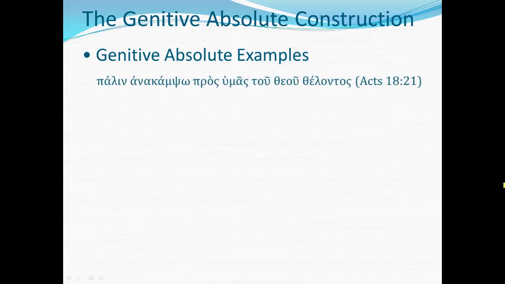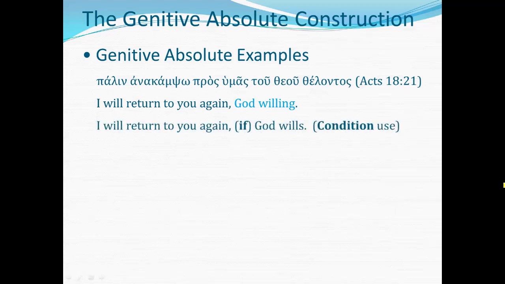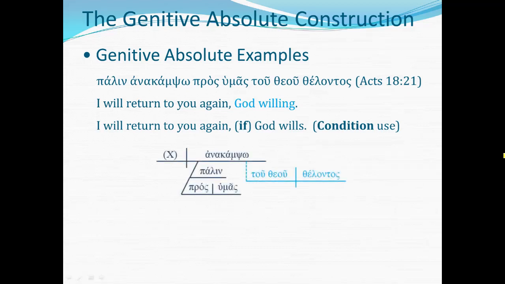An example from Acts 18:21. I will return to you again, God willing. Now we use this expression precisely in our everyday language. We could still smooth it out a little bit though. I will return to you again if God wills. And we're using the word if because we're sensing the conditional use of the genitive absolute in this example. Can you envision now what the sentence diagram would look like? Hit your pause button if you need to think for a moment. It looks like this.